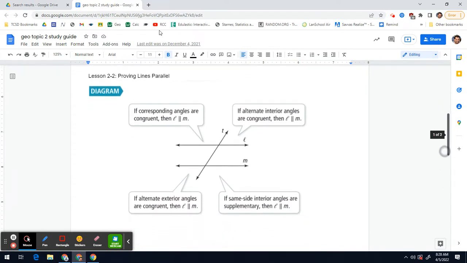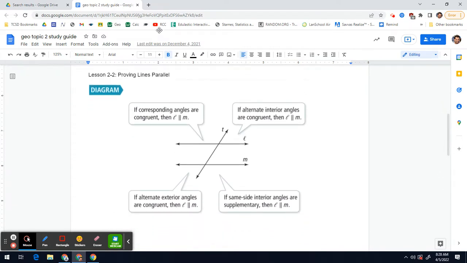Next, you have lesson 2.2 on proving lines parallel. Again, you might see something like this. These are just the converses from up above, converses from 2.1. Again, you're just trying to prove the lines parallel. Not a big deal here.